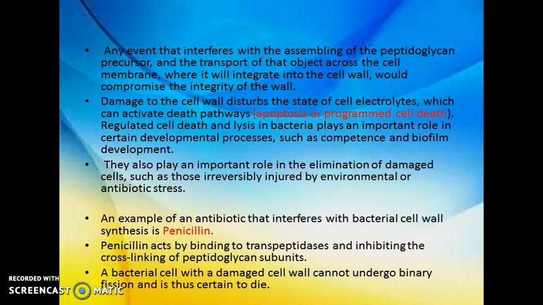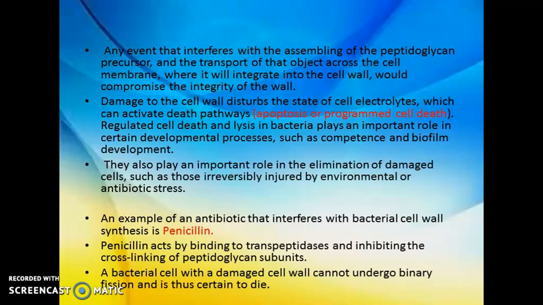what? The integrity of the cell wall. If any event interferes in peptidoglycan synthesis, assembly, etc., it may affect what? Cell wall integrity. So the damage to the cell wall disturbs what? The state of cell electrolytes, which can activate death pathways. This is also called apoptosis or programmed cell death. It may occur whenever there is damage to the cell wall.